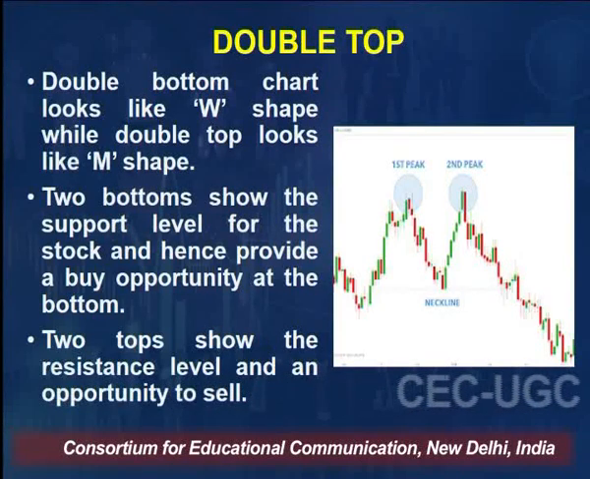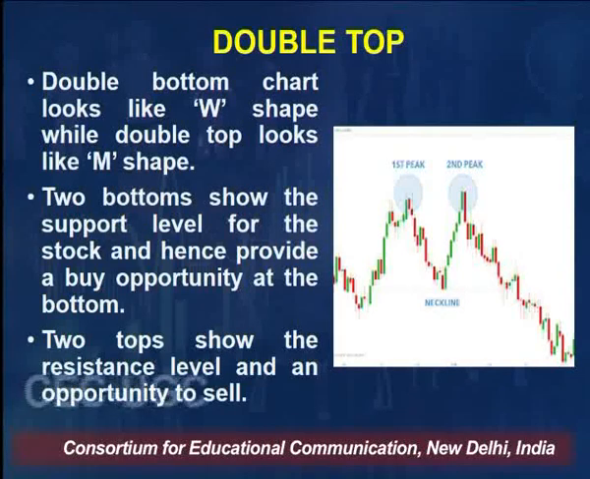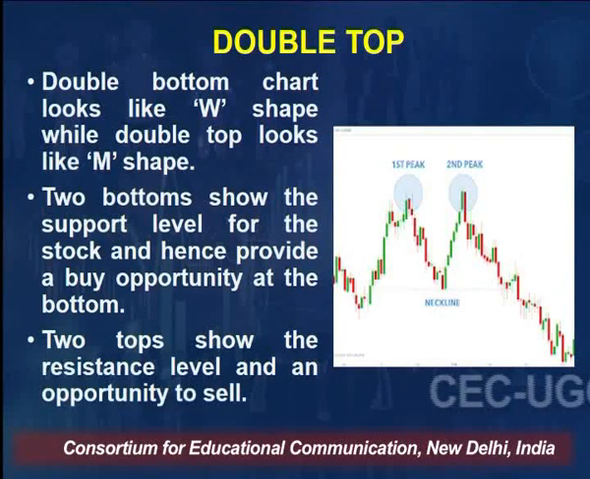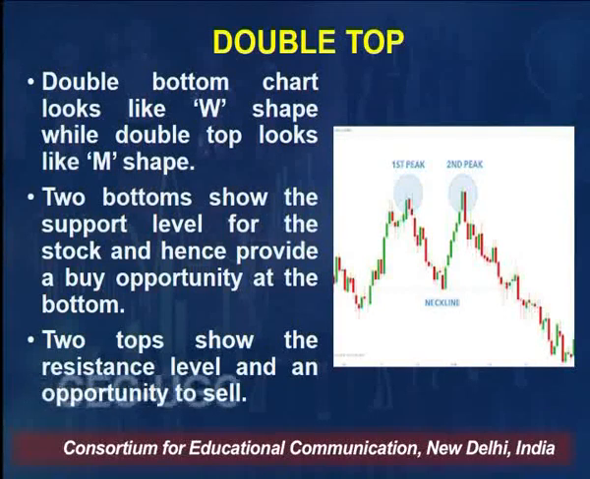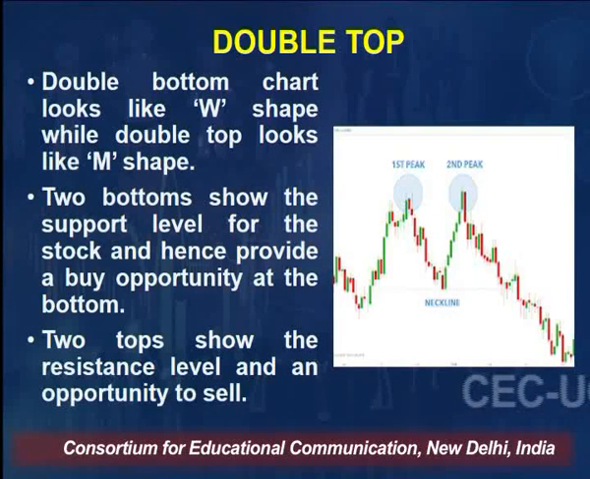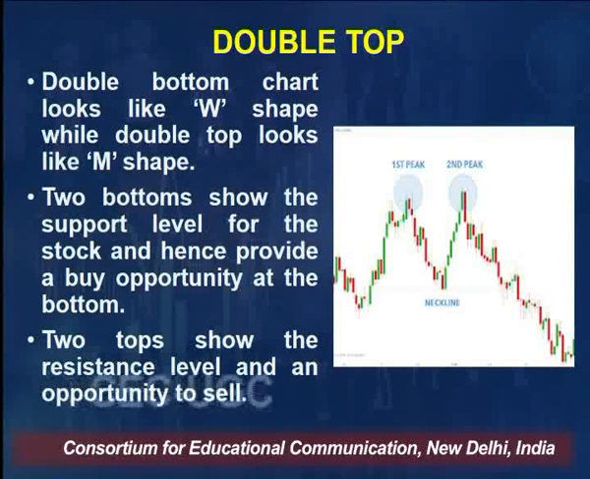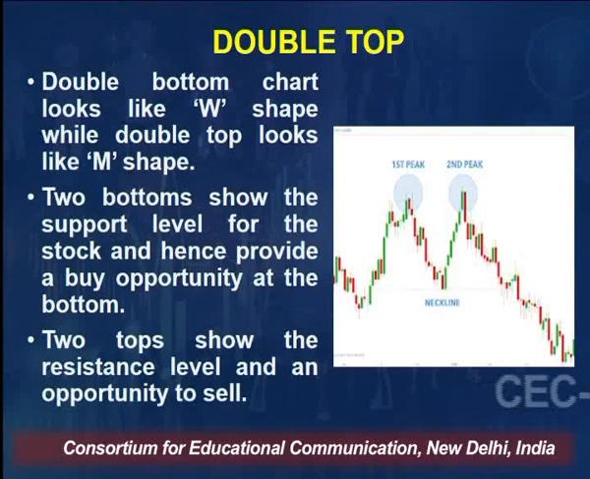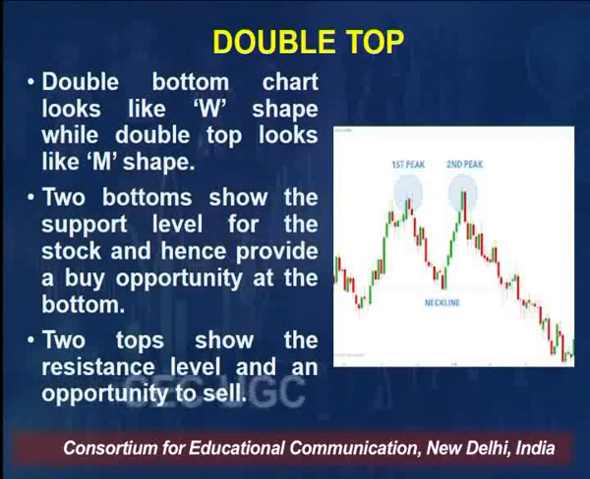So in technical analysis, if I predict on the base of price behavior, the moment the share price goes up at the double top, it's an indicator that in the near future the price will come down. The two bottoms show the support level for the stock and hence provide a buy opportunity at the bottom. I'll be talking of the double bottom also. If I talk of the double top, the two tops show the resistance level and an opportunity to sell. Means, as I'm saying, the double top is being formed and on the base of the second top, it's a sign that the price will fall.